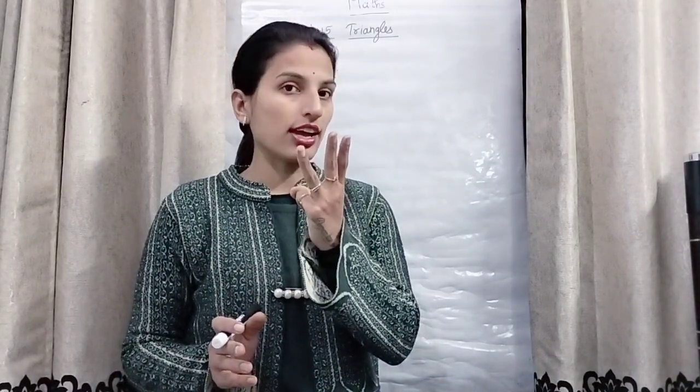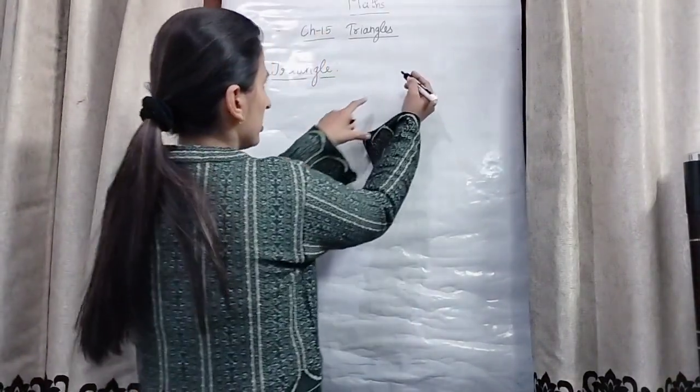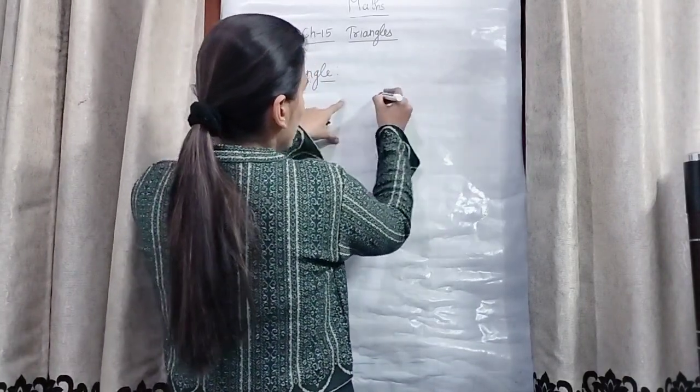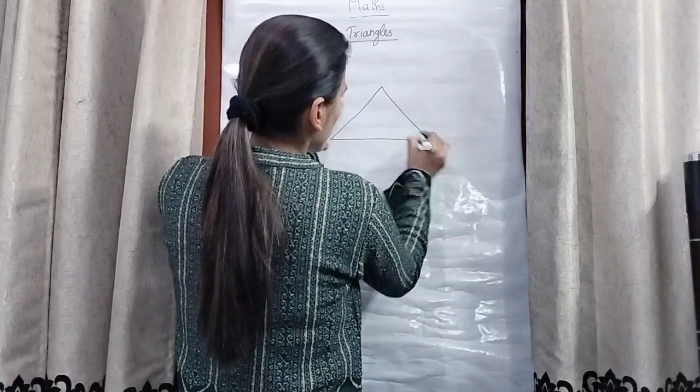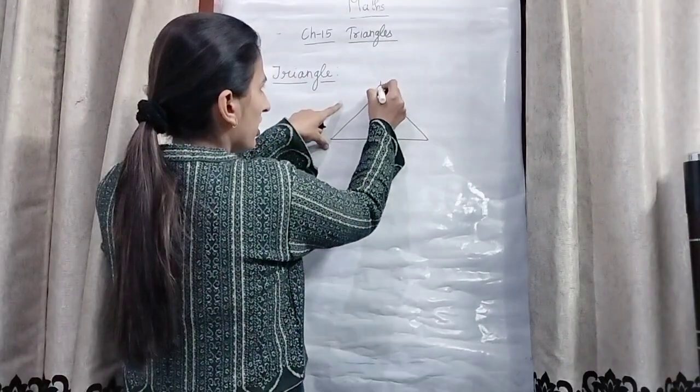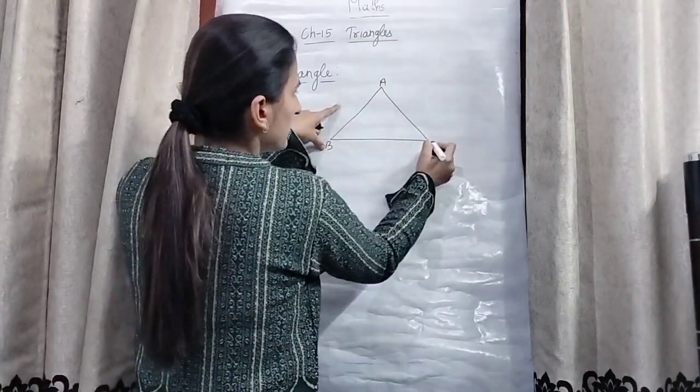Because there are three lines in a triangle, there will definitely be three angles, because an angle is formed by any two sides or any two arms of a closed figure. So there are three sides and three angles, that's why its name is triangle. Okay, this is a triangle with three sides A, B, C.